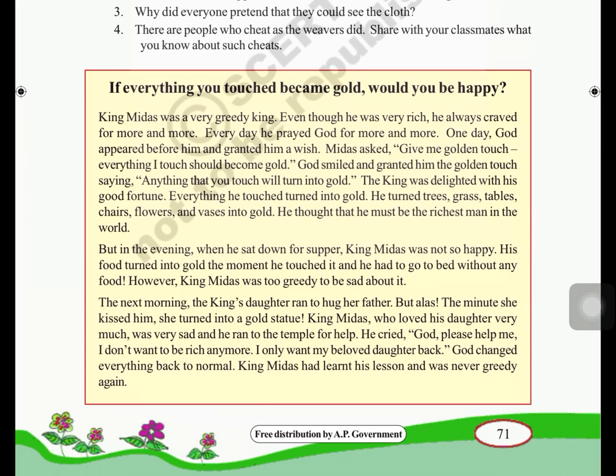Unhappy also. The next morning, the king's daughter ran to hug her father. But alas, what happened? The king's daughter ran and came very near to the king and hugged her father. But alas, the minute she kissed him, she turned into a gold statue. She has become a statue. King Midas, who loved his daughter very much, was very sad, and he ran to the temple for help.